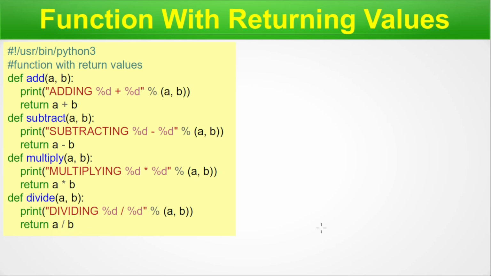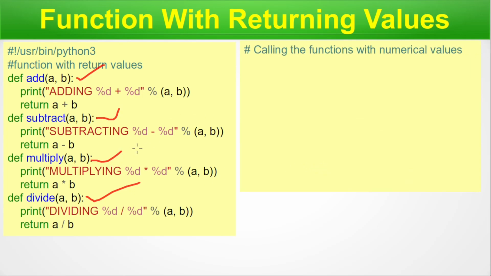So this is the first part of the code. Here we have defined all the functions: four functions with returning values, add, subtract, multiply, and divide. In the next part of the code, we will call these functions with numerical values. First, a equal to 10, and then b equal to 5. We are assigning two integer values, a equal to 10 and b equal to 5, because we will be using these values.